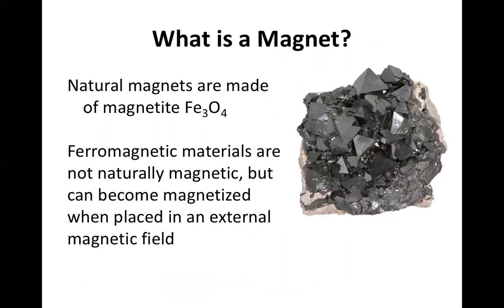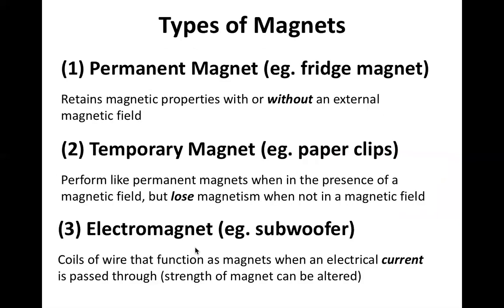And magnets can be natural if they're made from magnetite, Fe3O4. But also we have ferromagnetic materials that are not naturally magnetic but can become magnetized when placed in an external magnetic field. So let's further talk about different types of magnets. We have permanent magnets. So this is like your fridge magnet. It retains magnetic properties with or without an external magnetic field.